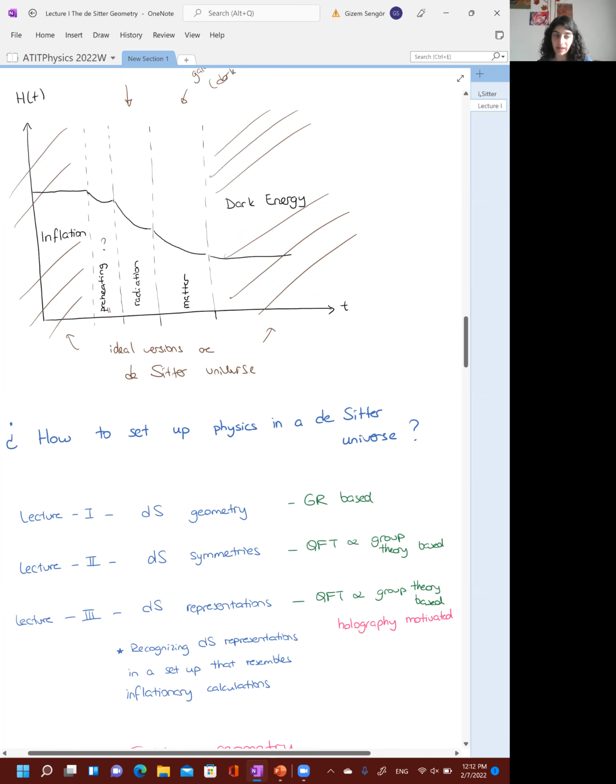we will do this in a way where we will be motivated by holography. When the time comes, I will describe to you what holography is. But for now, take this as a modern contemporary tool in gravitational physics. And hopefully, depending on how fast or slow we are, our goal would be to see at least one example such that you see a worked out realization of these representations in the setup that you start with in inflationary calculations.